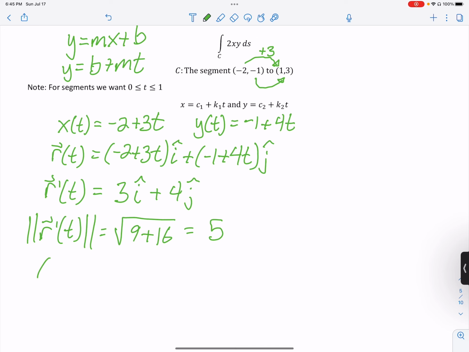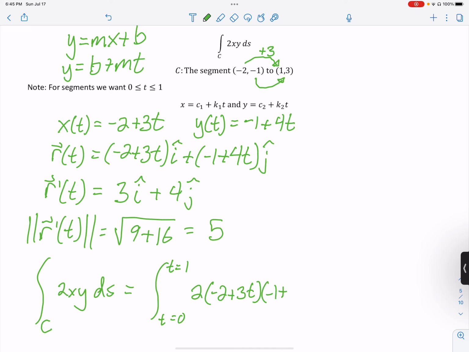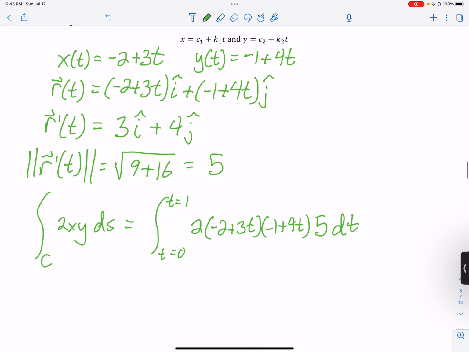We can set up our integral now. So the integral over c of 2xy ds is equal to the integral from t equals 0 to t equals 1. And I'm going to replace each one. 2 times negative 2 plus 3t, that was x. Then y, negative 1 plus 4t. That came from here. What I'm doing is replacing x and y. And then I can replace with 5 dt. That takes care of the ds. This, I'm not going to work out, but if you'd like to work it out, the answer turns out to be a nice, pretty 5. So work that out. Make sure you can do it.